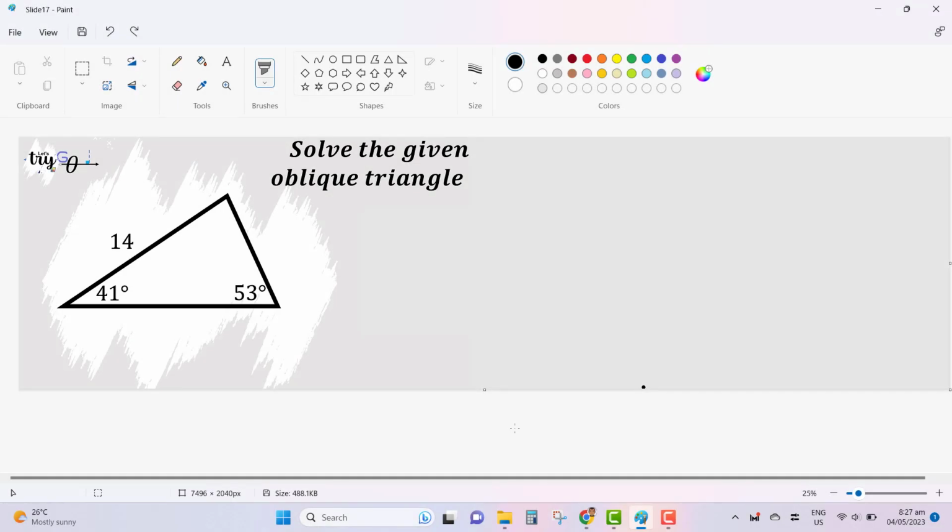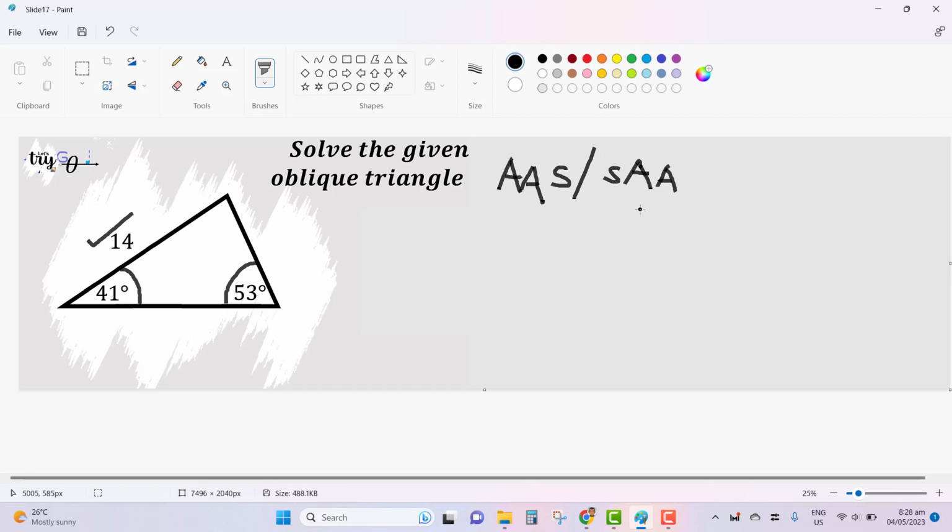Hi, we are going to solve this given oblique triangle. In order for us to do that, we could either use the law of sines or law of cosines. But the use of those formulas depends on the given measurements. For this given oblique triangle, we are given one side, one angle, and another angle here. This is an example of an AAS or SAA triangle. With this situation, we are going to use the law of sines.